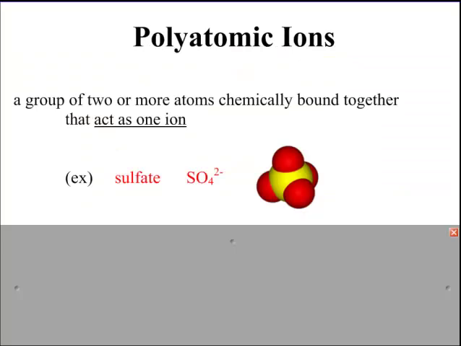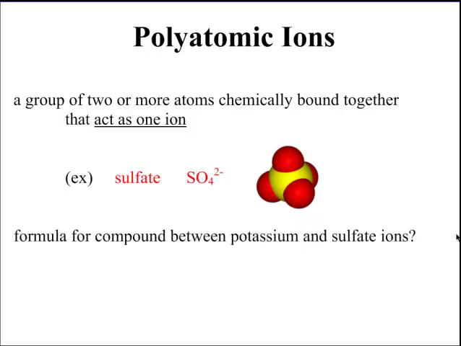Finally, we need to add in polyatomic ions. This is a group of 2 or more atoms chemically bound together that act as 1 ion. Sulfate is an example. This is a single ion made of 1 sulfur and 4 oxygen atoms covalently bound together. This whole thing has a charge of -2. When writing formulas with polyatomic ions, remember this ion is a single object with a formula SO4.